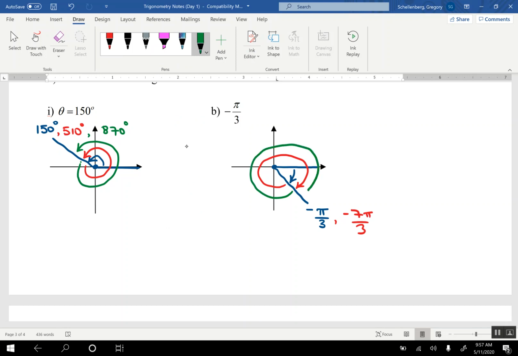Rotate another 2 pi radians. We're going to get -13pi/3. So all of those angles are coterminal with each other.